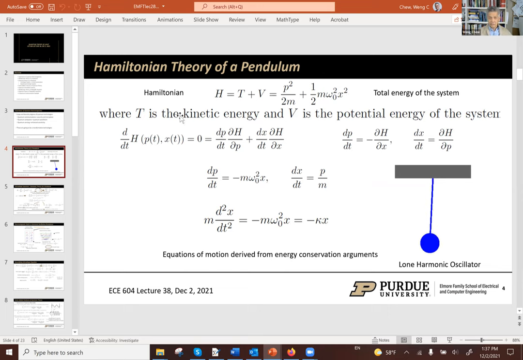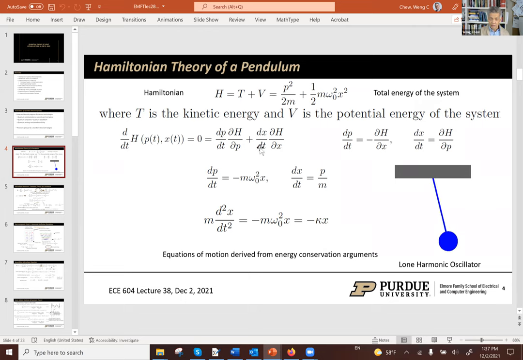And now if you invoke the fact that P and X, which are position and momentum, are the variables, they are supposed to be varying with respect to time. And if we vary P and X in such a way that this thing remains a constant, which is the Hamiltonian, you can go through your calculus and show that P and X have to vary via this equation, but they cannot make the total H change.